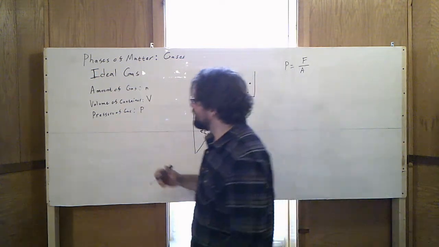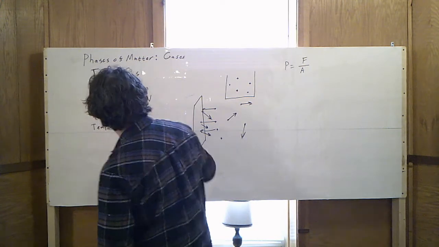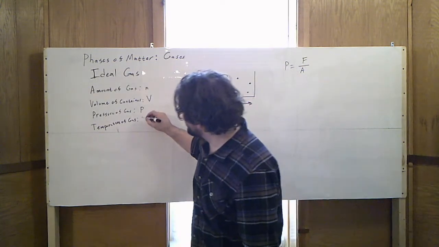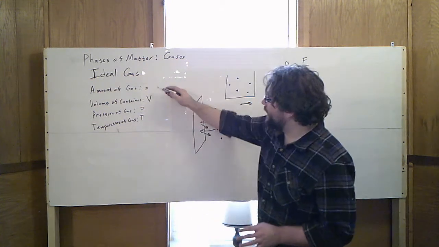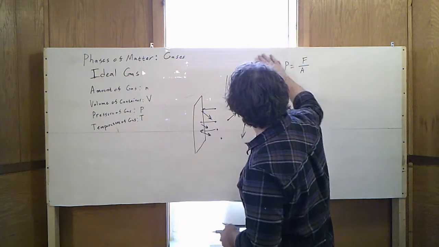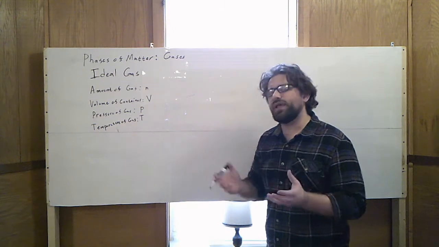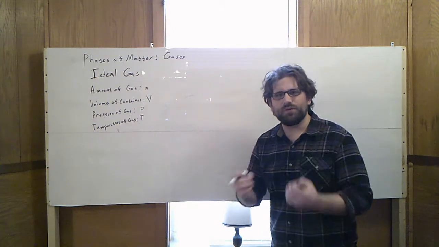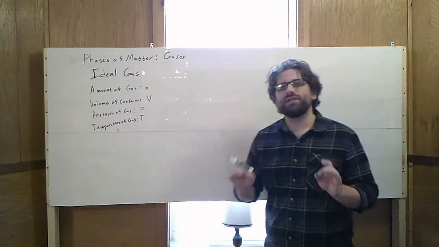The last factor is going to be the temperature. Temperature, we're going to represent this with a capital T. So these variables should be straightforward. N, V, P, T. All right. But what is temperature? Temperature is explained by the kinetic theory of matter. The idea here is that matter never really stops moving.